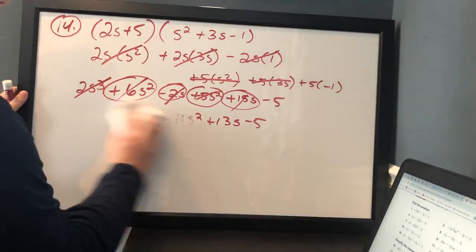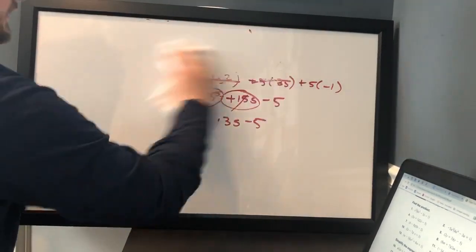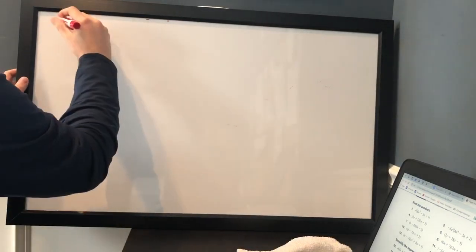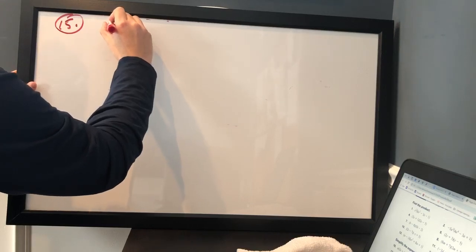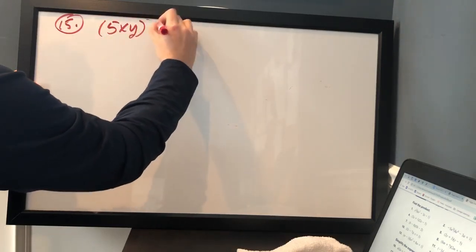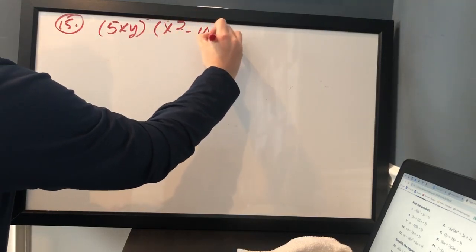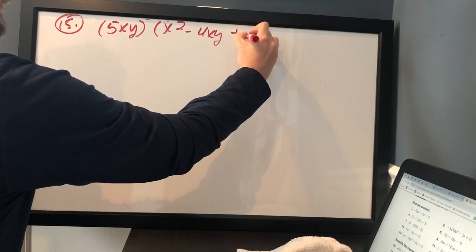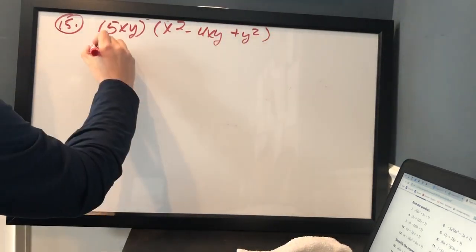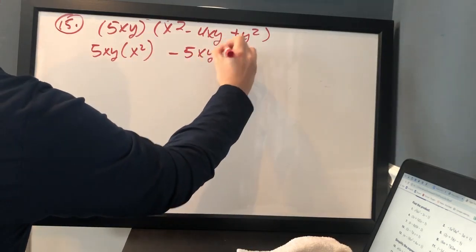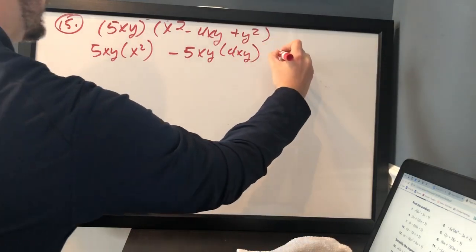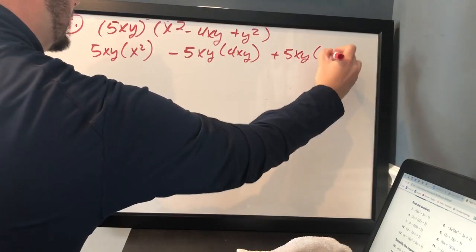Okay, and the last one we're going to do will be number 15. Now, if you notice in number 15, it's a little bit different. That one only has a monomial times a trinomial, but in this case, the monomial has two variables. So in number 15, I'm going to rewrite it this way, because this is what I'm going to distribute: x squared minus 4xy plus y squared. Okay, so we're doing 5xy times x squared minus 5xy times 4xy plus 5xy times y squared.